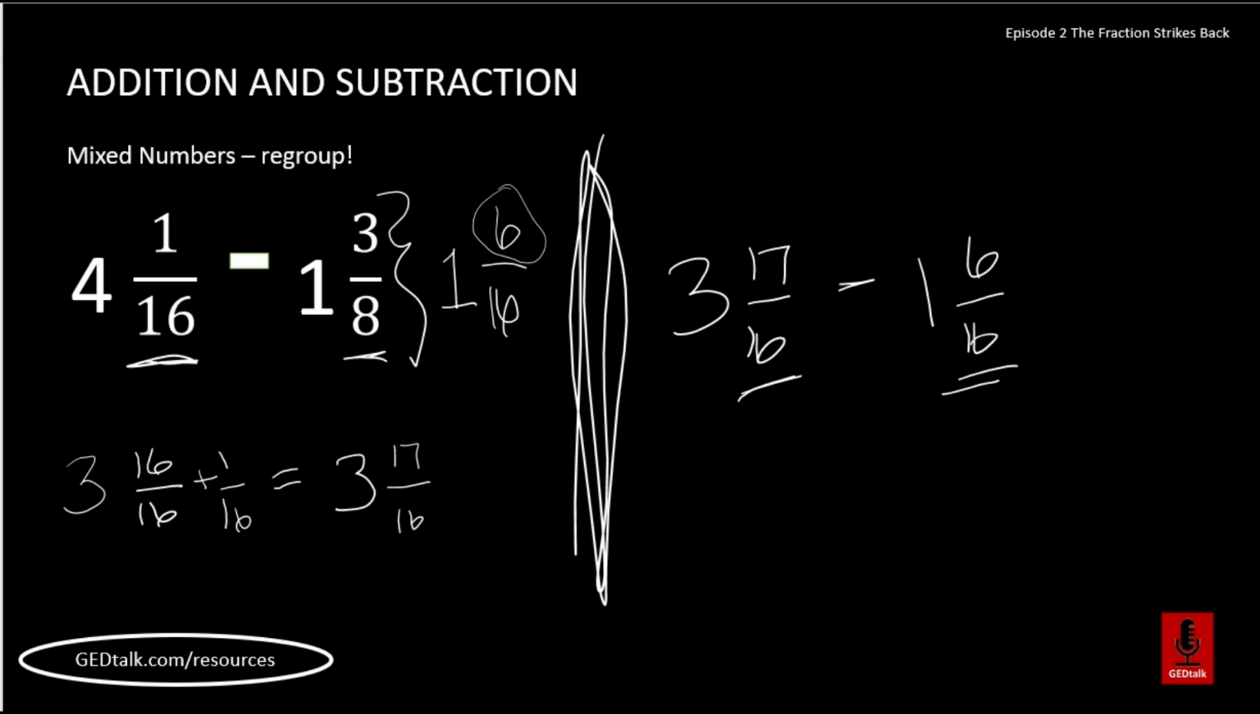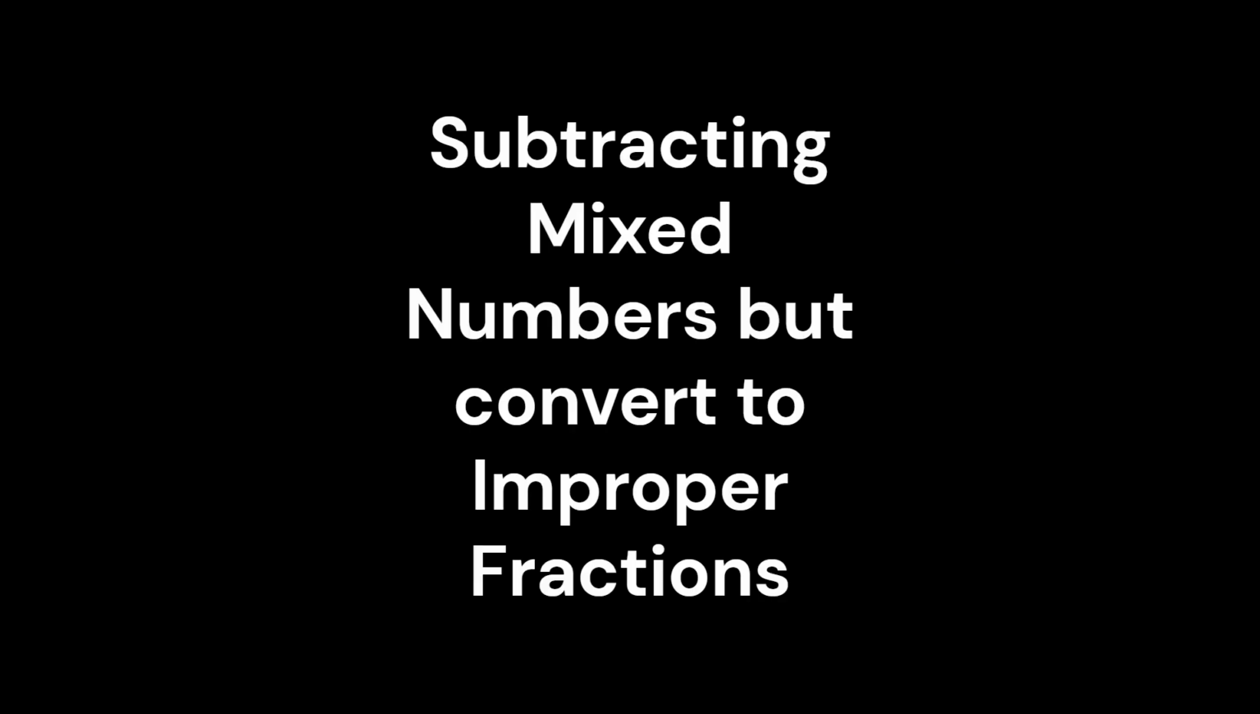So let's start with the whole numbers. So 3 minus 1 will give us 2. 17 minus 6 will give us 11. And then the denominator is 16. Can we reduce this fraction any more than what we have here? Nope, it's good the way it is. 11 over 16 is as low as it can get. So our answer, folks, is 2 and 11/16.